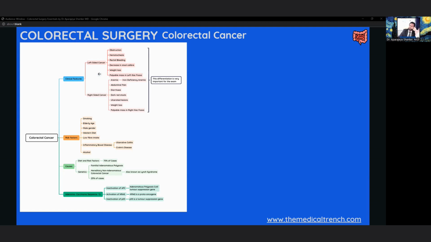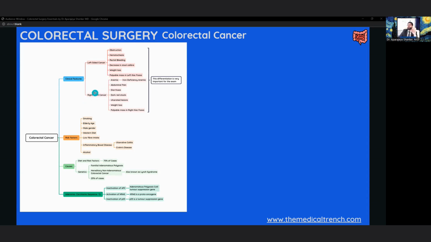So left-sided cancer is essentially a cancer that is present on the left side, which is the descending colon side. And when you look at large bowel obstruction, most of the time, patients with left-sided cancer come to the hospital because they have obstruction. Right-sided cancers don't generally cause obstruction, and when they do cause obstruction, that is a very, very aggressive and a very large tumor.